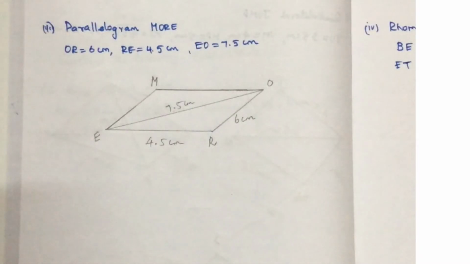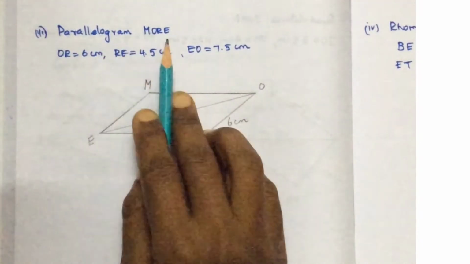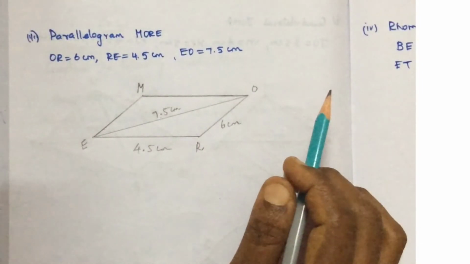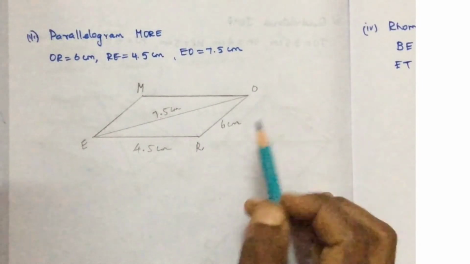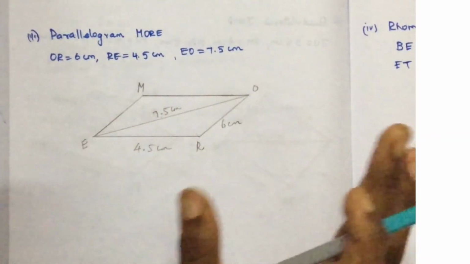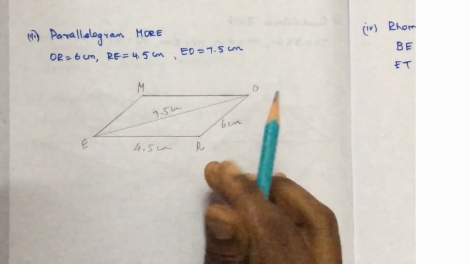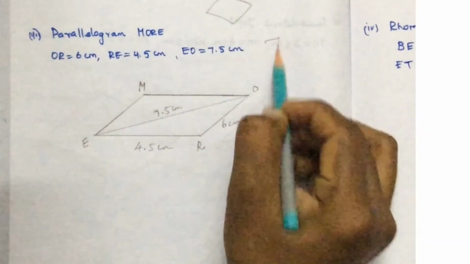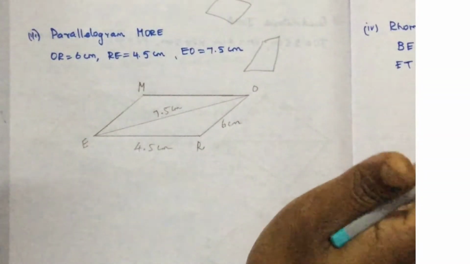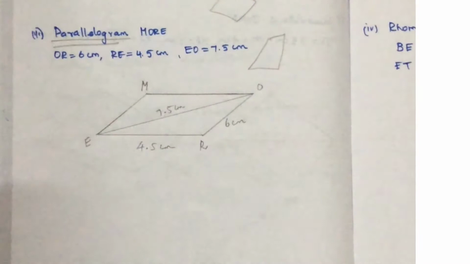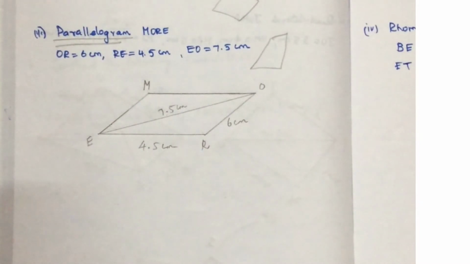The next question is you have to draw a parallelogram, MORE. While drawing a rough sketch for the quadrilateral in the last problem, we never considered the length of each side. We just drew a quadrilateral with any 4 sides at any angle, either like this or like this. But now they have mentioned a parallelogram. A parallelogram also has 4 sides, but it has some properties.